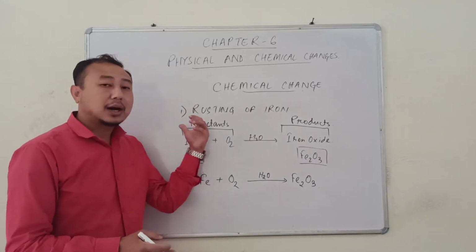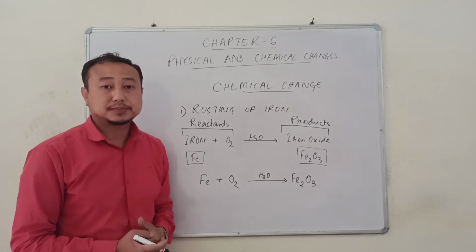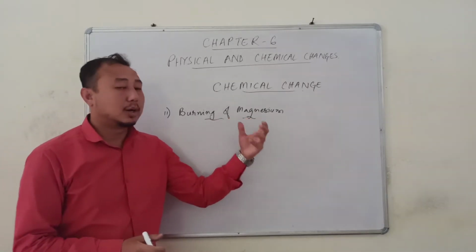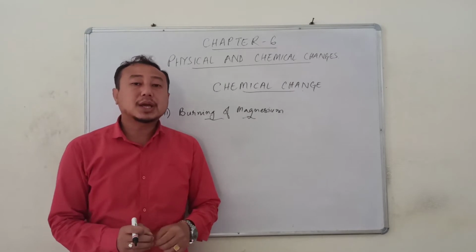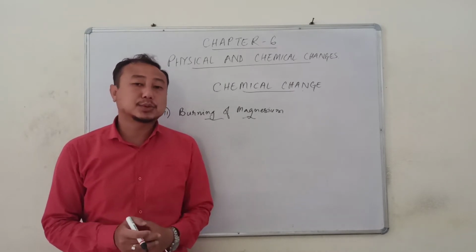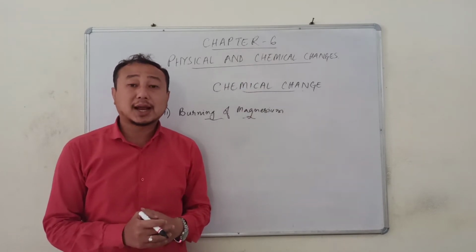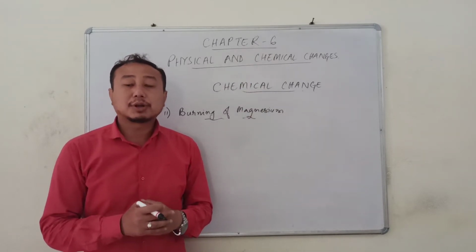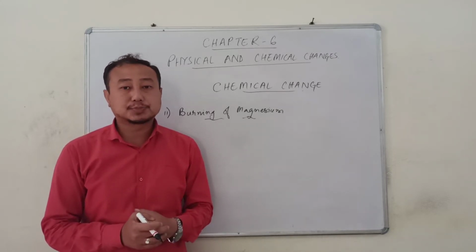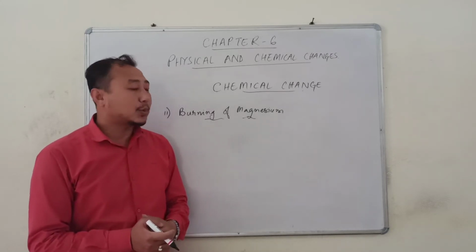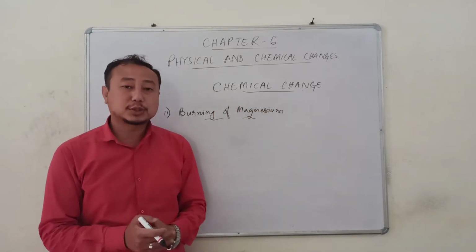Now let us take up another example to understand better about this chemical change. The next example is burning of magnesium. Magnesium is a metal. When we apply some amount of heat energy to this magnesium, it starts reacting with the atmospheric oxygen and starts burning. During this burning process, a bright white flame as well as heat energy is produced. Now, let us try to represent the formula chemical equation of the burning of this magnesium.